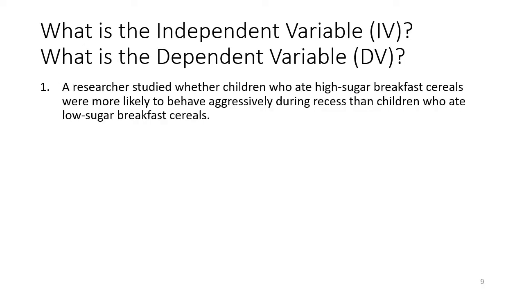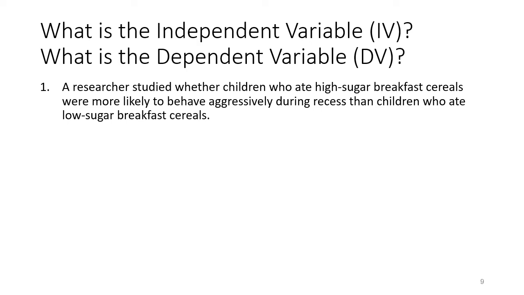So let's do some examples. What is the independent variable and dependent variable? A researcher studied whether children who ate high-sugar breakfast cereals were more likely to behave aggressively during recess than children who ate low-sugar breakfast cereals.